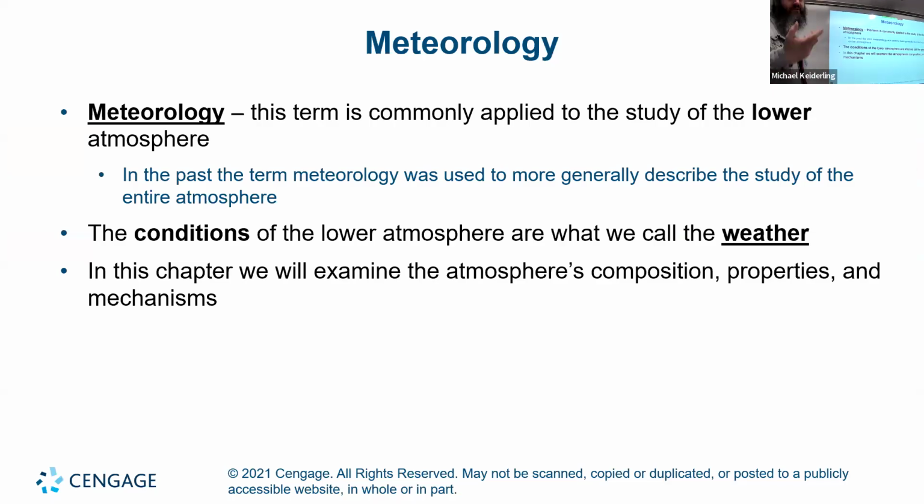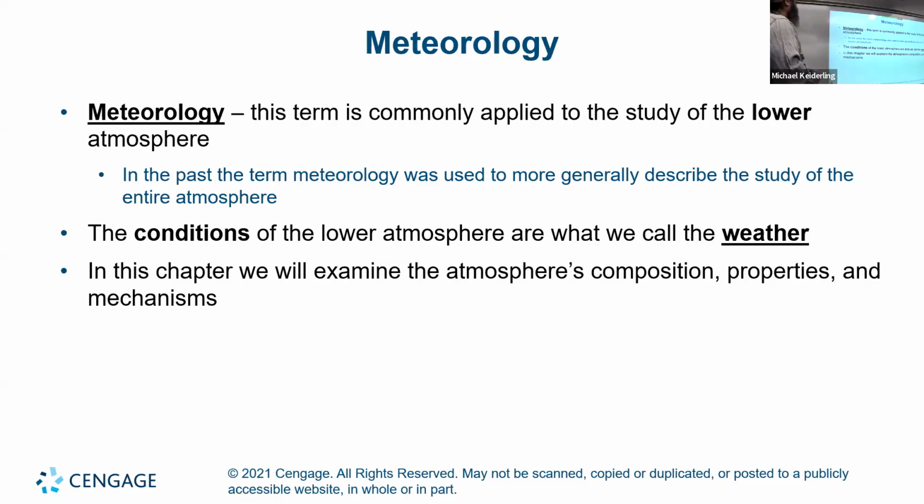So meteorology is a term that's commonly applied to the study of the lower atmosphere. In the past, it was used to more generally describe the study of the entire atmosphere, hence why meteor and meteorology have the same root. It was stuff overhead. And the conditions of the lower atmosphere will be called the weather. So in this chapter, we'll examine the atmosphere's composition, properties, and mechanisms, and look at its nature.